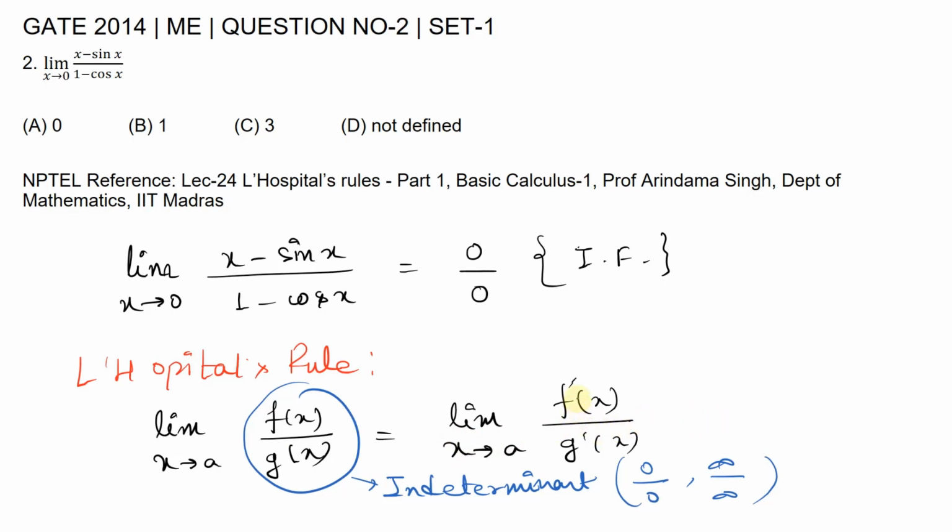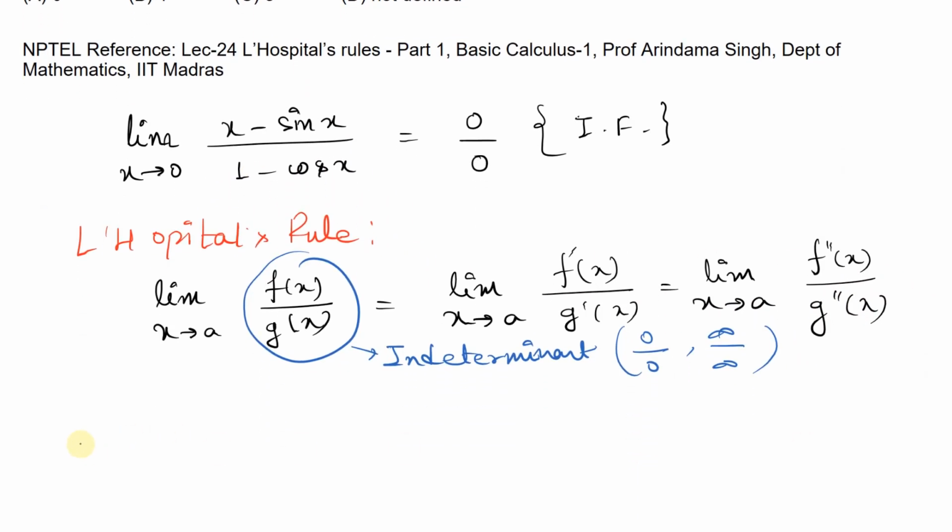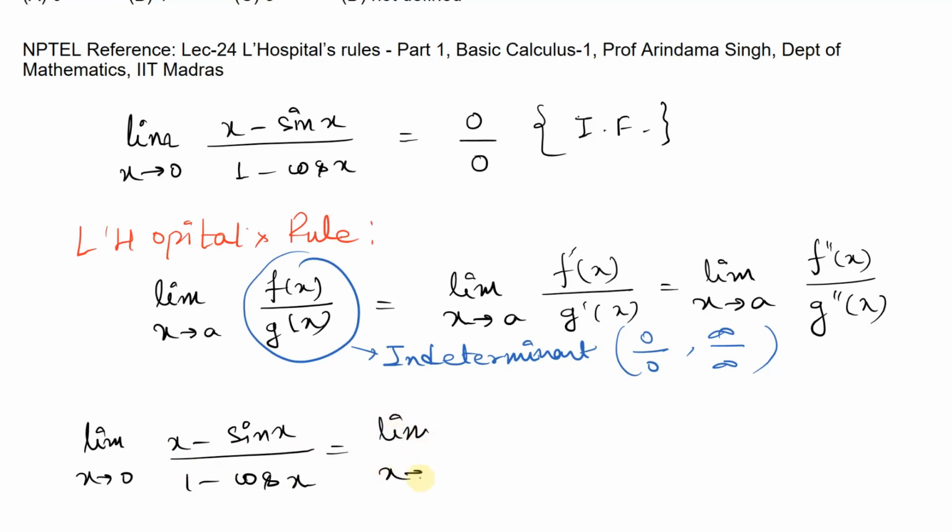And suppose this f dash of x upon g dash of x is again indeterminate, then again we can differentiate it. So this will be limit x tends to a, f double dash of x upon g double dash of x. Now for this problem, we'll write limit x tends to 0, (x minus sin x) upon (1 minus cos x). So this is an indeterminate form, so we can use L'Hopital's rule, limit x tends to 0.